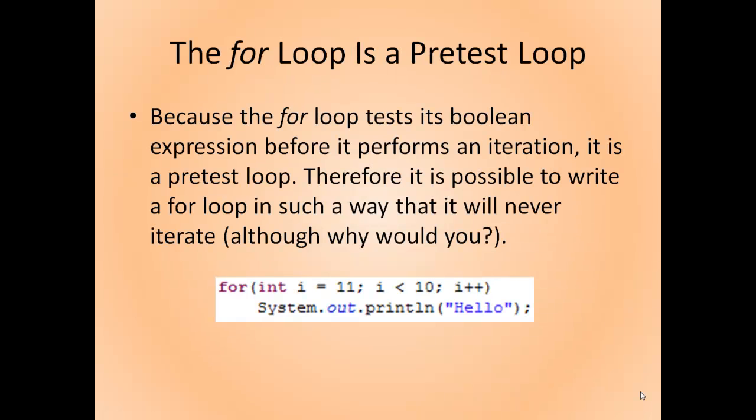Because the for loop tests its Boolean expression before it performs an iteration, it's known as a pretest loop. Because of this, it is possible to write a for loop in such a way that it will never iterate, although there isn't really a practical reason for doing this.